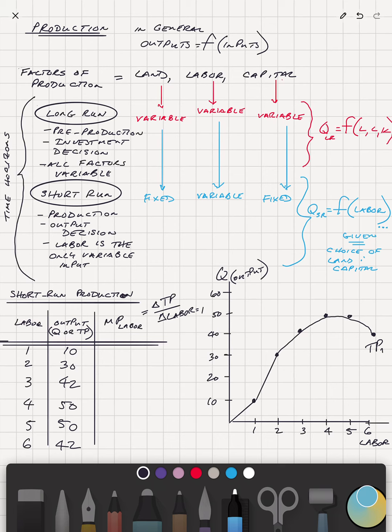Let's think about the factors of production. The factors of production, you recall, this is just a review, are equal to land, labor, and capital. Enter in time horizons as we think about the factors of production. In the long run in economics means that you're in the pre-production phase. You're thinking about going into a business. You're trying to make an investment decision.